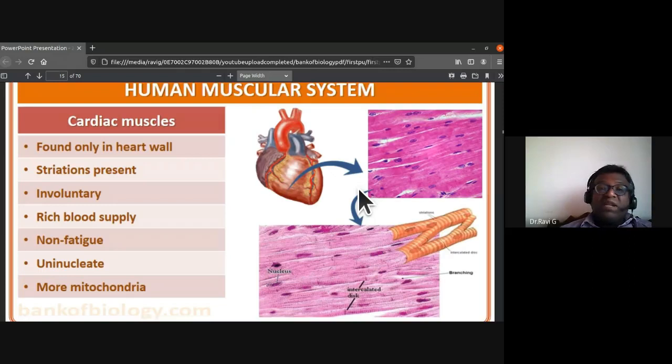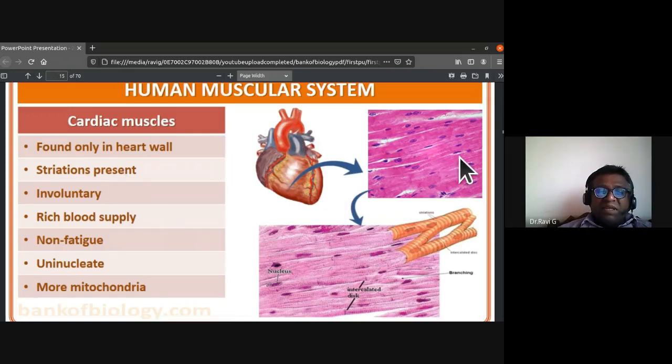So we have already studied about the sino-auricular node, the pacemaker, which is the heart of hearts. So the human heart is myogenic. The origin and conduction of impulses are controlled by the muscles. So they are muscular in nature. So the cardiac muscles should have more mitochondria because they require more energy to pump the blood to all parts of the body. So they are found only in the heart wall, the cardiac muscles.